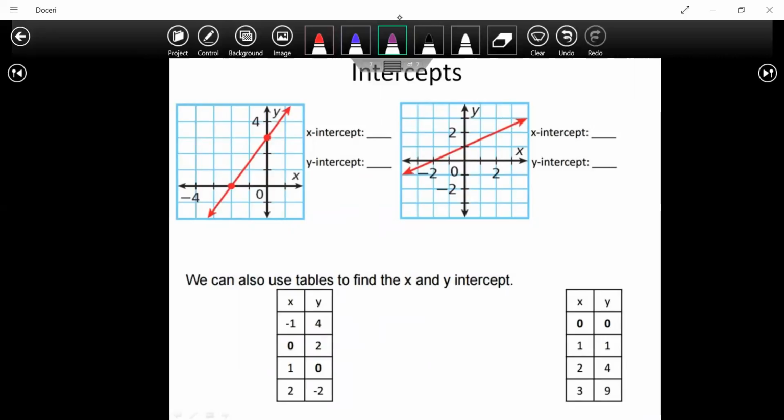So copy those down for me. We want to be able to look at those. Copy the tables, copy the graphs. Again, it doesn't need to be perfect in any way, shape, or form. But we just want to be able to identify the intercepts. We're going to look at the next one. We're going to be graphing coordinate points, and so forth.